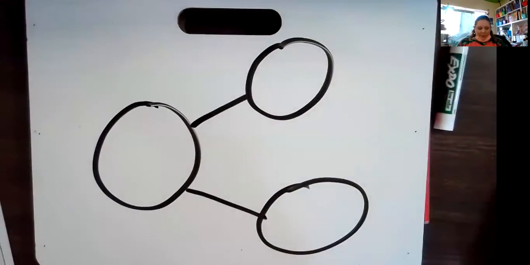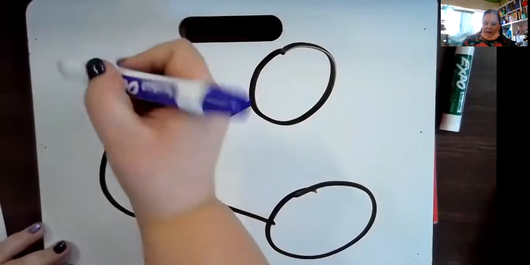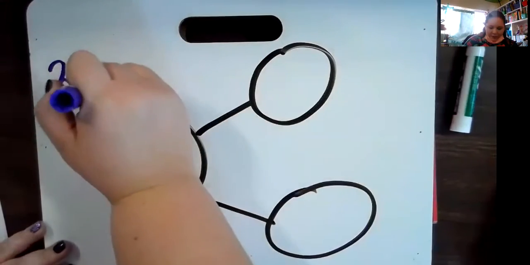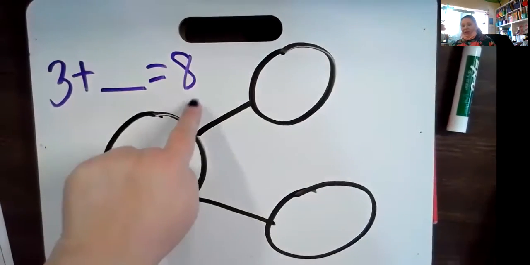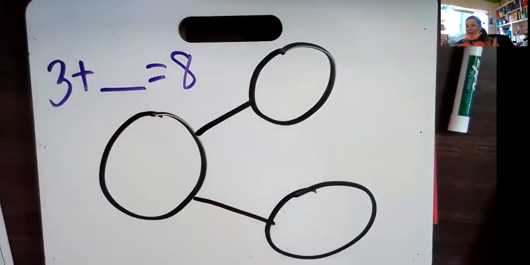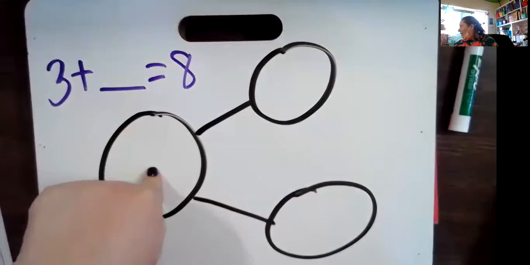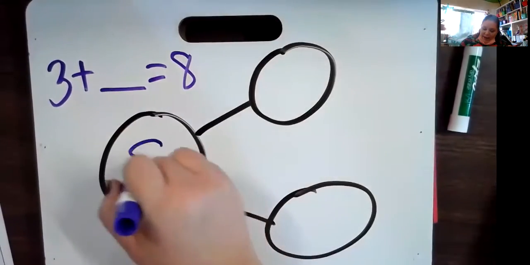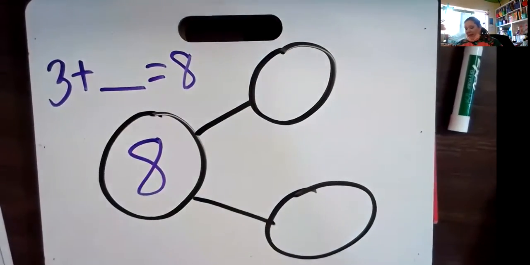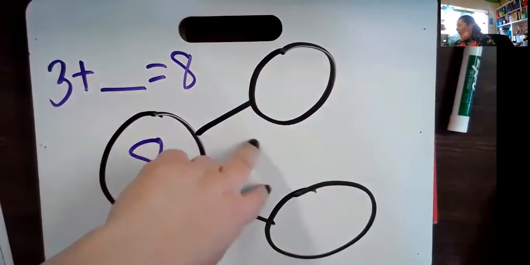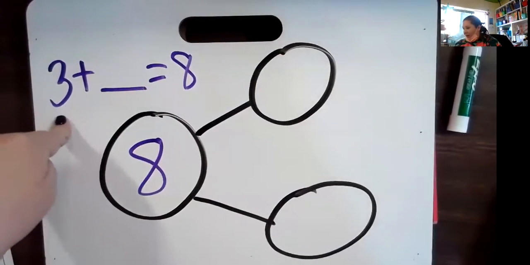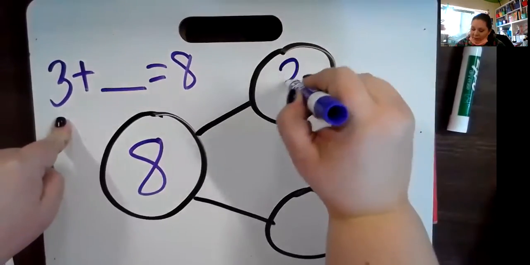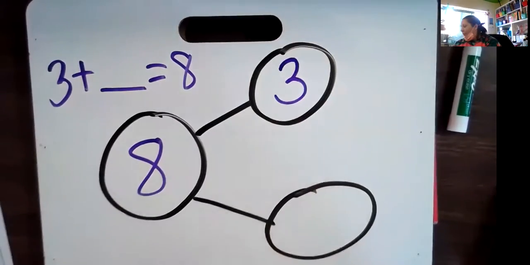So to fill in the number bond, we would take an equation, 3 plus blank equals 8. Okay, so the sum is the number that we end up with at the end. That's the whole. So the 8 goes in there. The add-ins are the parts. That makes sense? Yes. So we know that 3 is one add-in and one part, but we don't know the other one. That makes sense?